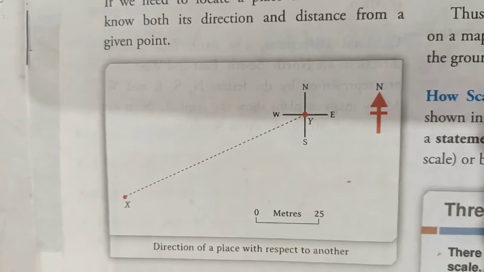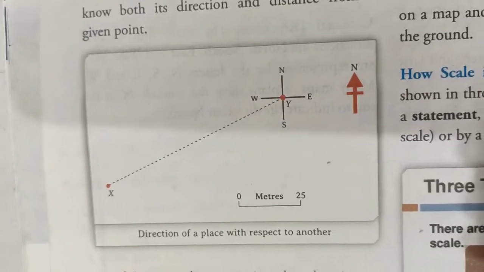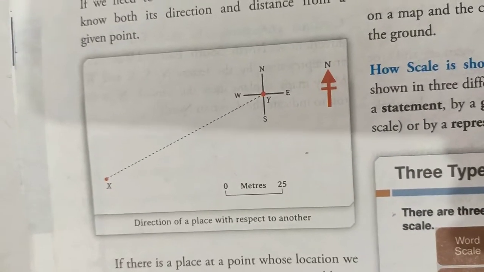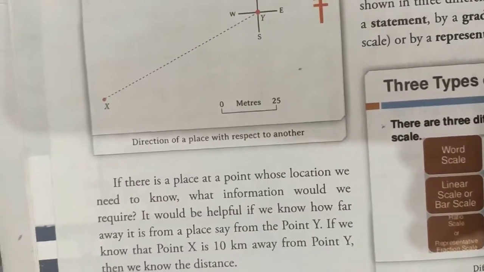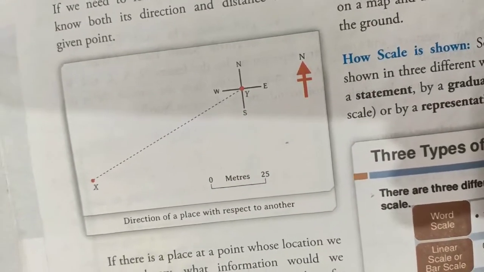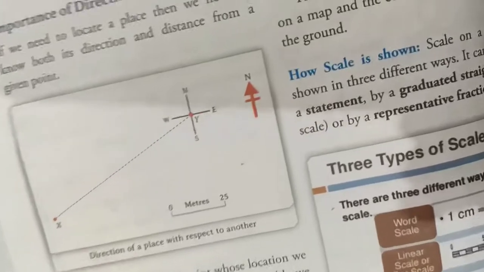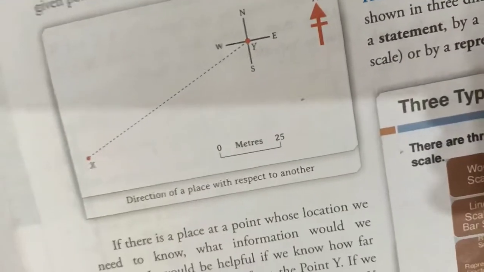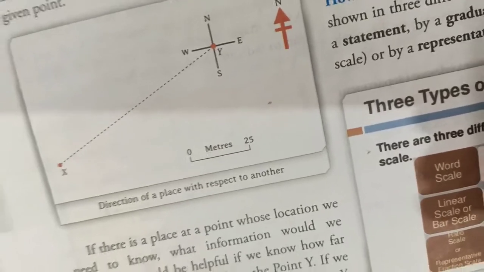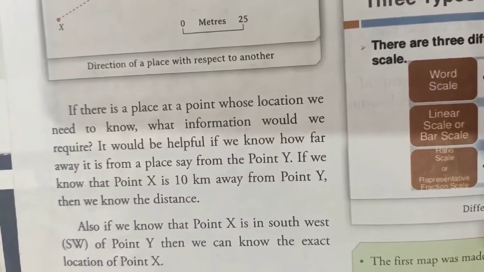So if we want to know the location of X from Y, then we should know the distance between X and Y. So in short, we can say that if we want to locate a place, two things are very important. One is the direction and the other is the distance.